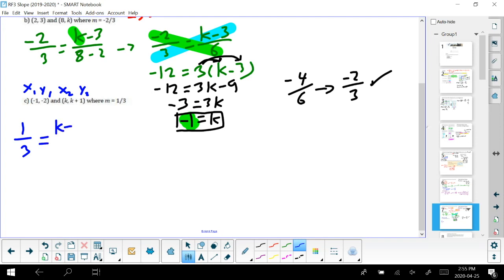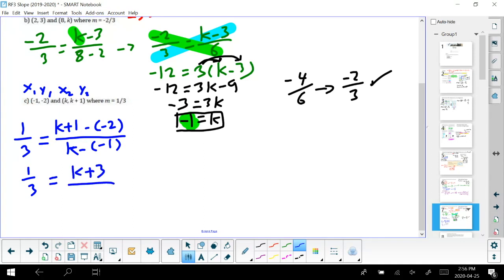y2 minus y1 gives me k plus 1 minus a negative 2, divided by x2 minus x1, which is k minus a negative 1. So I can simplify this and say that I have k plus 3 on the top, because 1 minus a negative 2 is the same thing as 1 plus 2. And then on the bottom, k minus negative 1 is the same thing as k plus 1. I need to cross multiply here again.